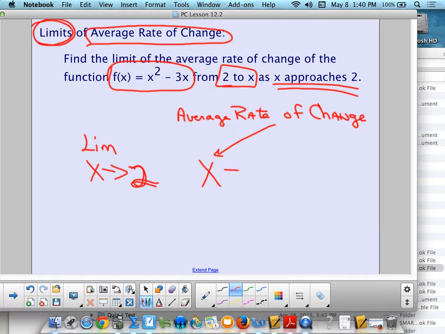X minus 1, wasn't it? Okay. Now, it says find the limit as x approaches 2. What are you going to do? Put the 2 in, direct substitution, and your answer is what? 1. Now, here's my question. Do you know what just happened?